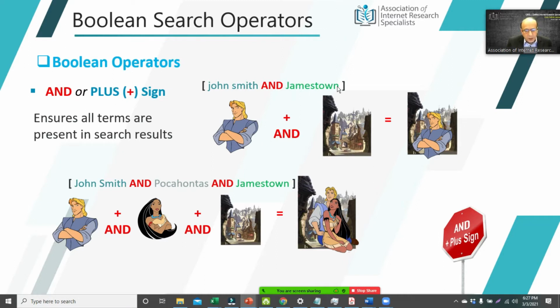And if there are more than one, then here you could see that I can keep putting AND as many times as I want, as long as I don't exceed the maximum character length that is allowed in putting the queries in the search box. So John Smith and Pocahontas and James Smith. So AND is just the plus sign, you can assume.